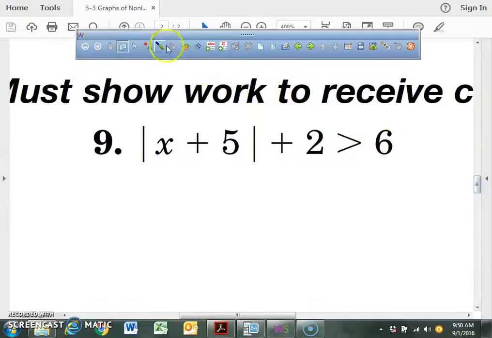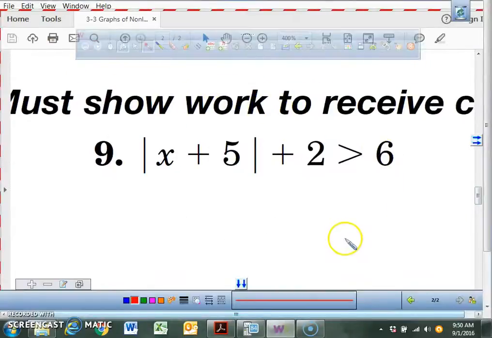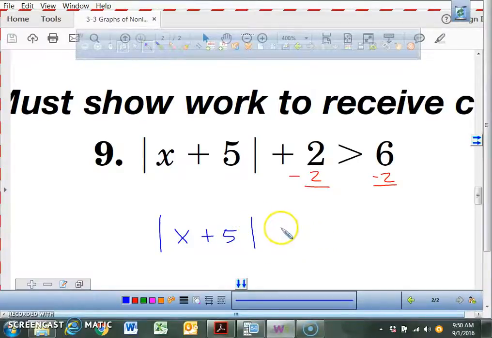Okay? Now, after you write problem number 9, the first thing you have to do is take away this 2 from both sides. So here's what you're left with: the absolute value of x plus 5 is greater than 4. Why can't you combine 5 and 2?